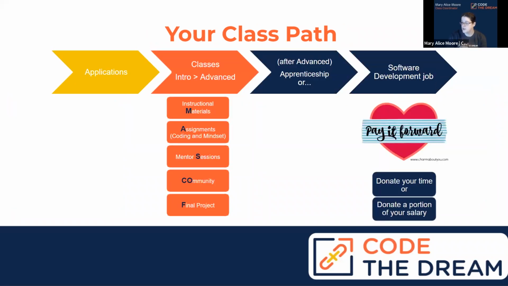All right, so the class path continued. We've done the applications. In the classes part, both in intro and advanced, we break our classes up into these 5 categories or sections that make up your class: your instructional materials, your assignments, so coding and mindset assignments, your mentor sessions, your community, and your final project. And we use the abbreviation you'll see in the blue letters there, MASCF.